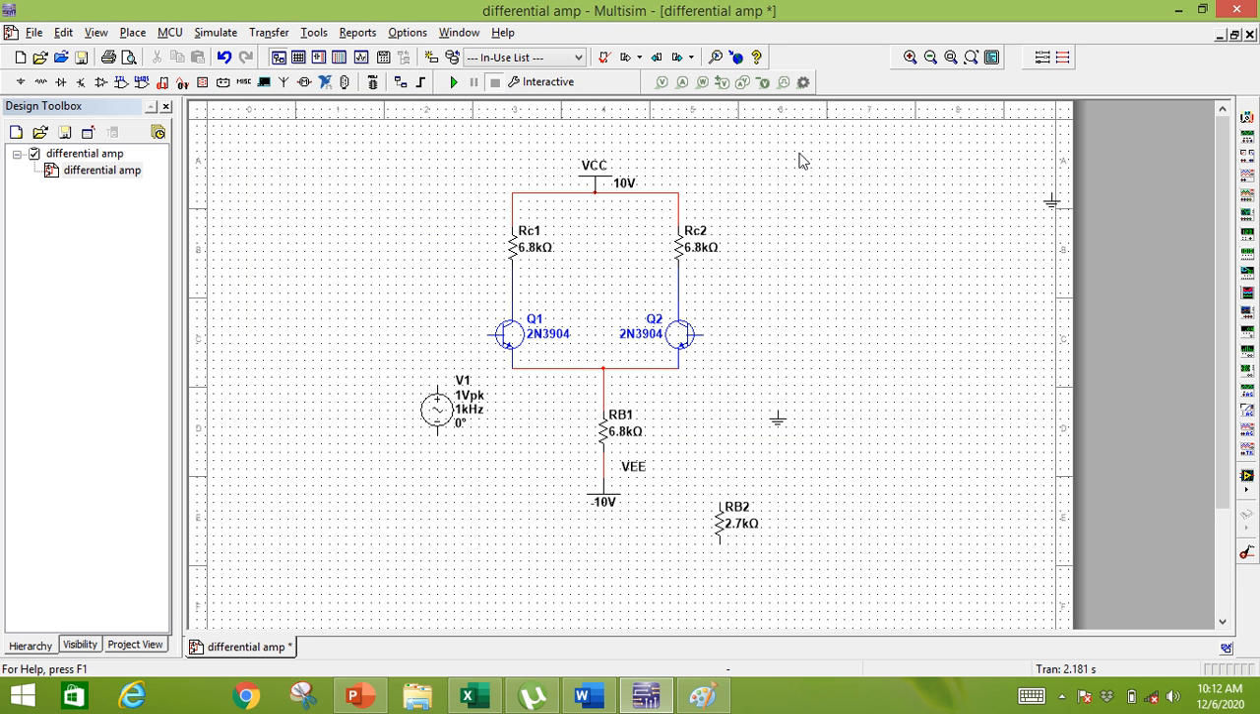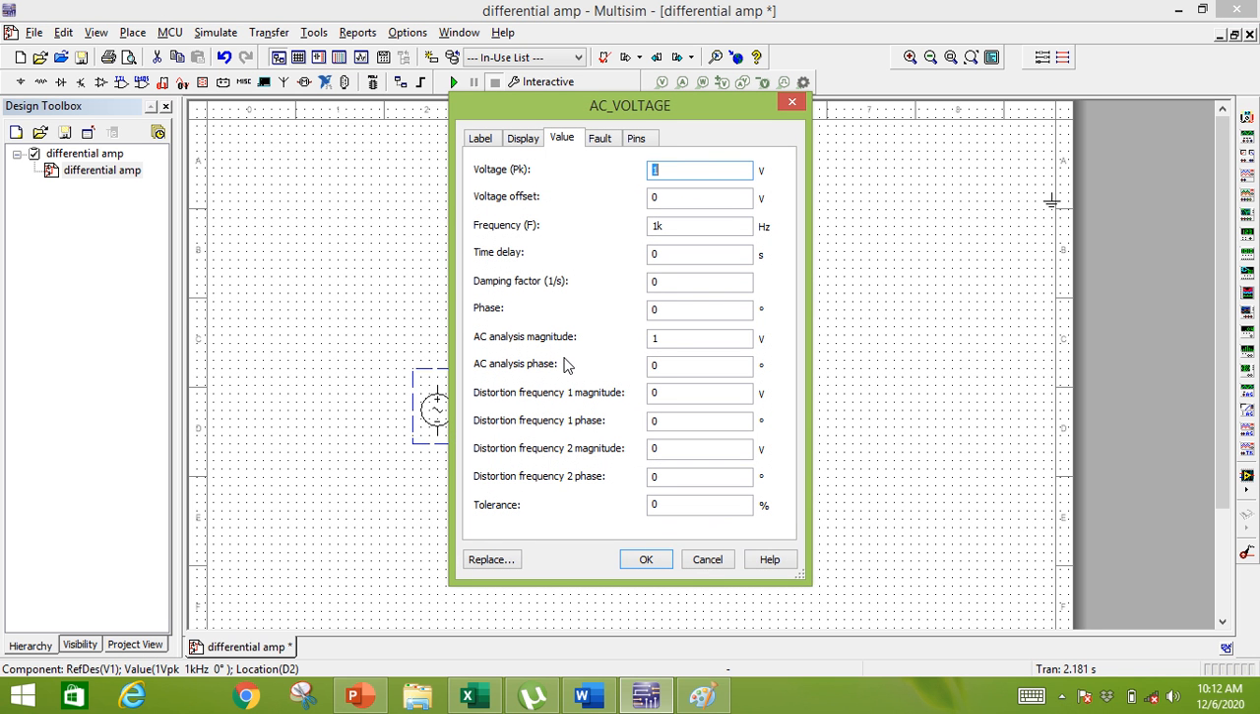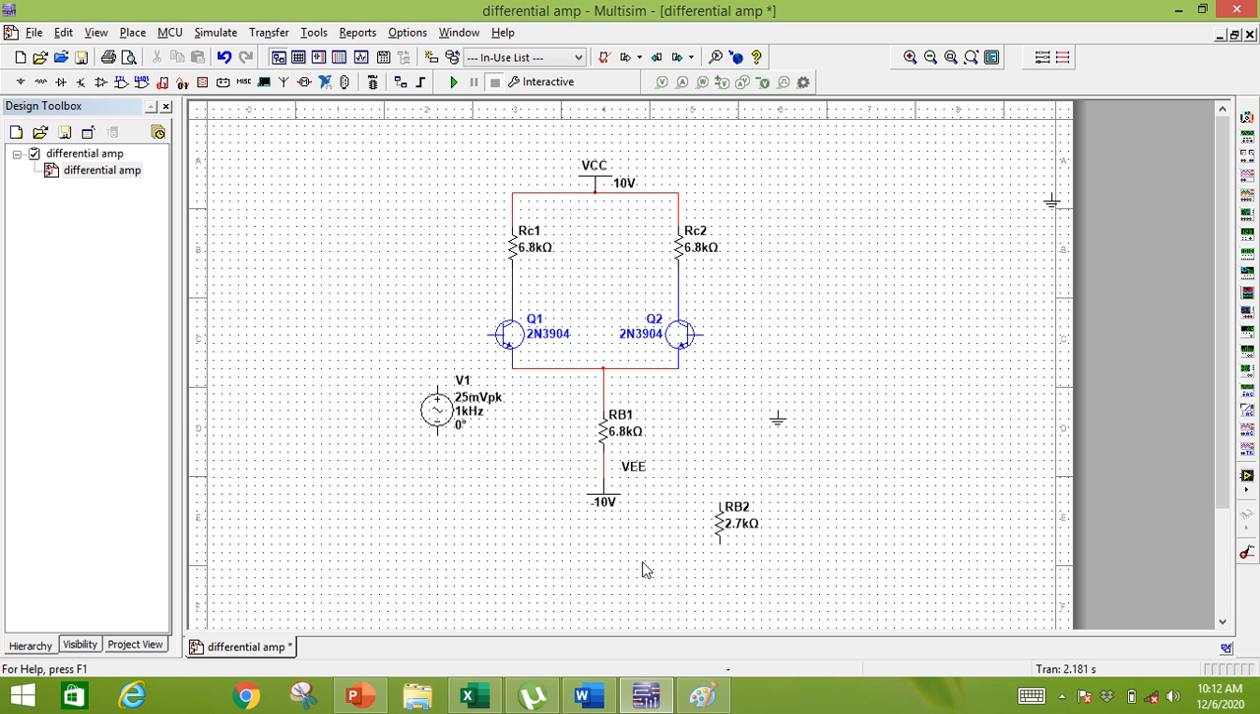I can apply the AC voltage source by means of the function generator as well as this source. Let me change its values. Our peak to peak voltage is 50 millivolts, so here I will apply 25 millivolts because this is the peak value. The AC voltage source takes the peak value, so that is 25 millivolts. So our peak to peak voltage will be 50 millivolts. Our frequency is 1 kilohertz, that is okay.